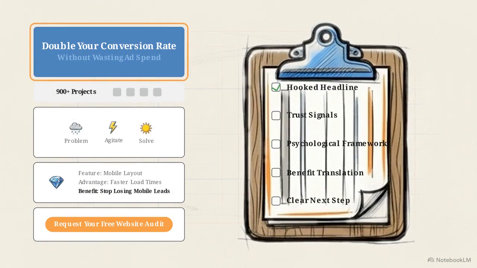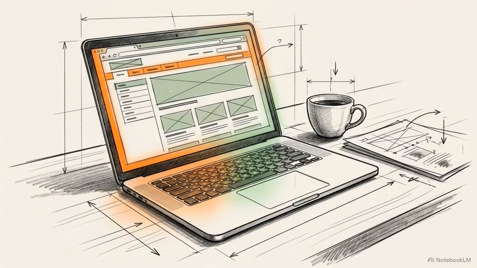Reviewing the completed wireframe, you can see the strategic flow. We move from the hooked headline, through the trust bar, into the PAS framework, translate features into AFB benefits, and finish with a clear call to action. You have successfully turned a blank document into a structured, psychological sales asset.